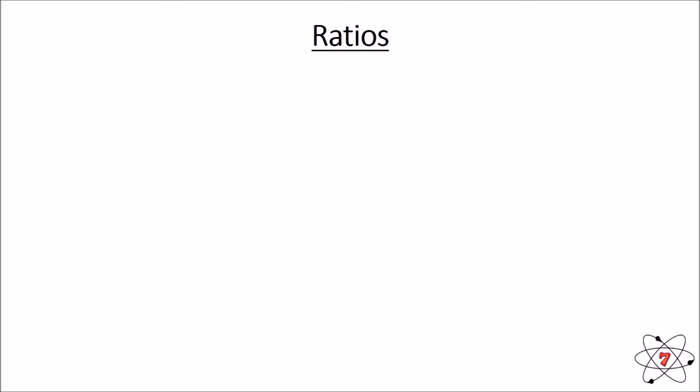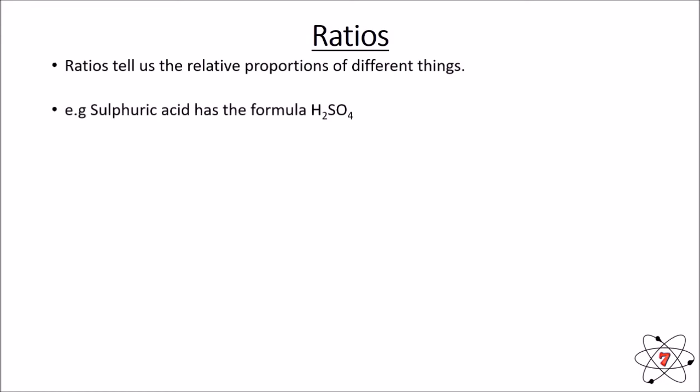Ratios are really important in science. A ratio tells us the relative proportions of different things. So let's look at an example of a chemical, sulfuric acid. It has the formula H2SO4. There are 3 elements in here, hydrogen, sulfur, and oxygen. So we need to look at the ratio of them. We can see there are 2 hydrogens, H2. There's 1 sulfur because there's no number after the S, and there are 4 oxygens, O4. So the ratio of hydrogen to sulfur to oxygen is 2 to 1 to 4.